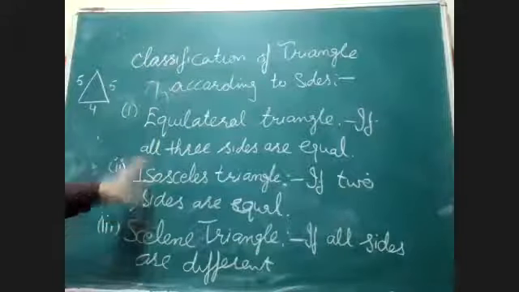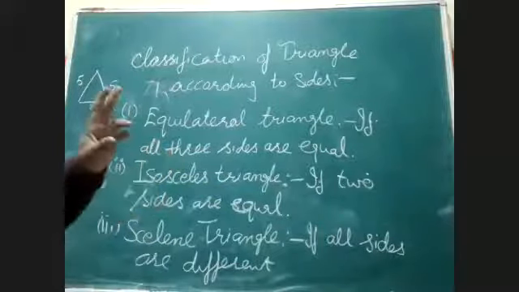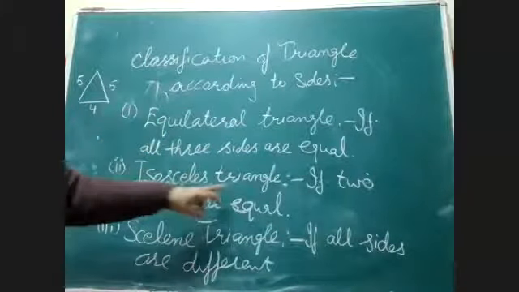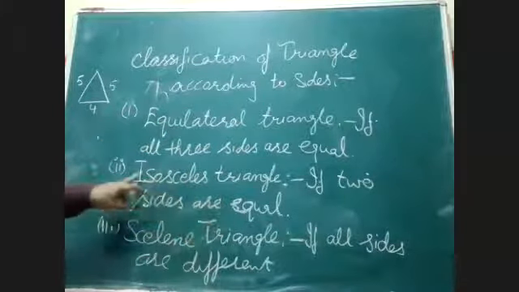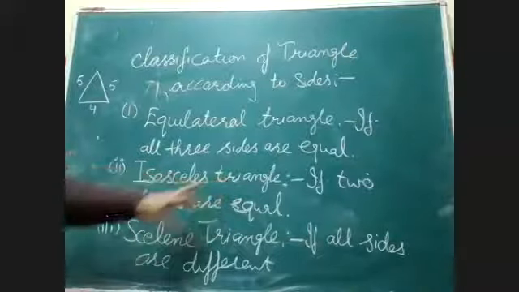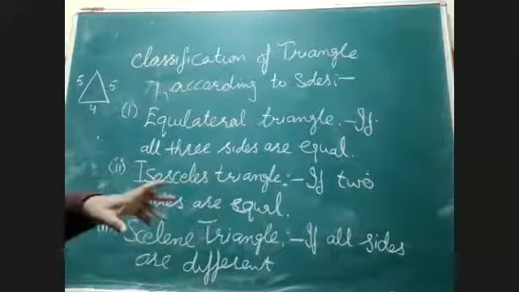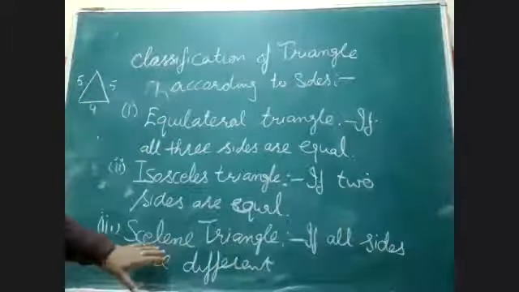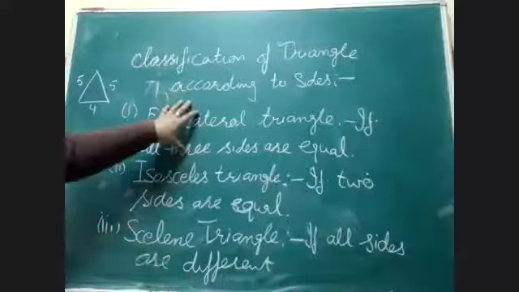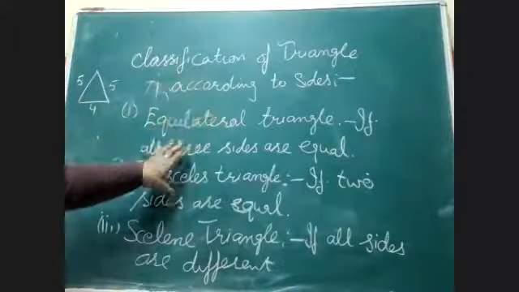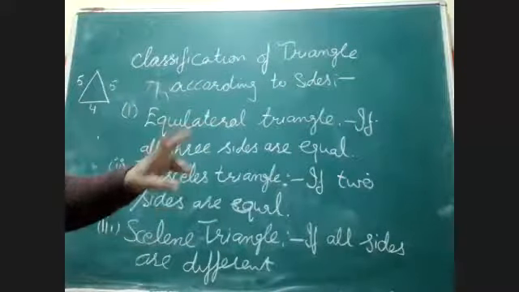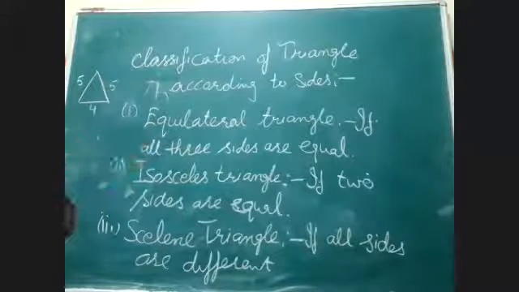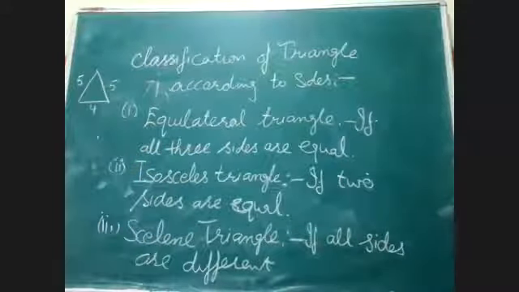Second type is the isosceles triangle. If two sides of a triangle are equal in length, then the triangle is an isosceles triangle. And third type is the scalene triangle. If all three sides are different in length, then the triangle is scalene. Equilateral triangle, all three sides equal. Isosceles, only two sides equal. And scalene, all sides are different. Clear, students?